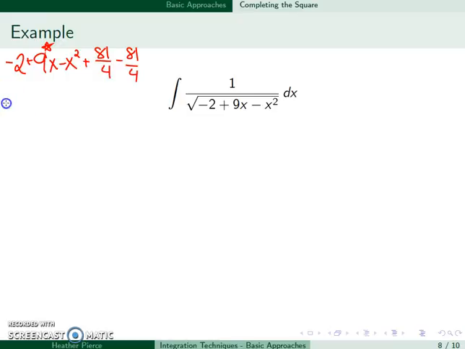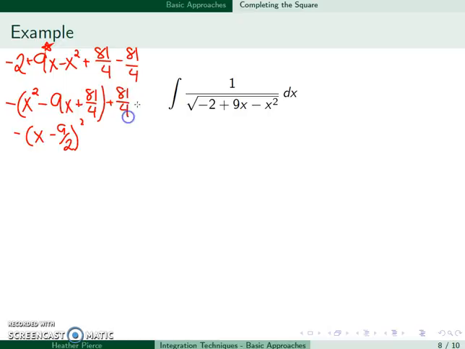I'm going to rearrange this slightly and pull out a negative sign and make it x squared minus 9x plus 81 over 4. And that way this term right here factors into x minus 9 over 2 squared. So I still have a plus 81 over 4 and a minus 2. So this gives me 73 over 4.